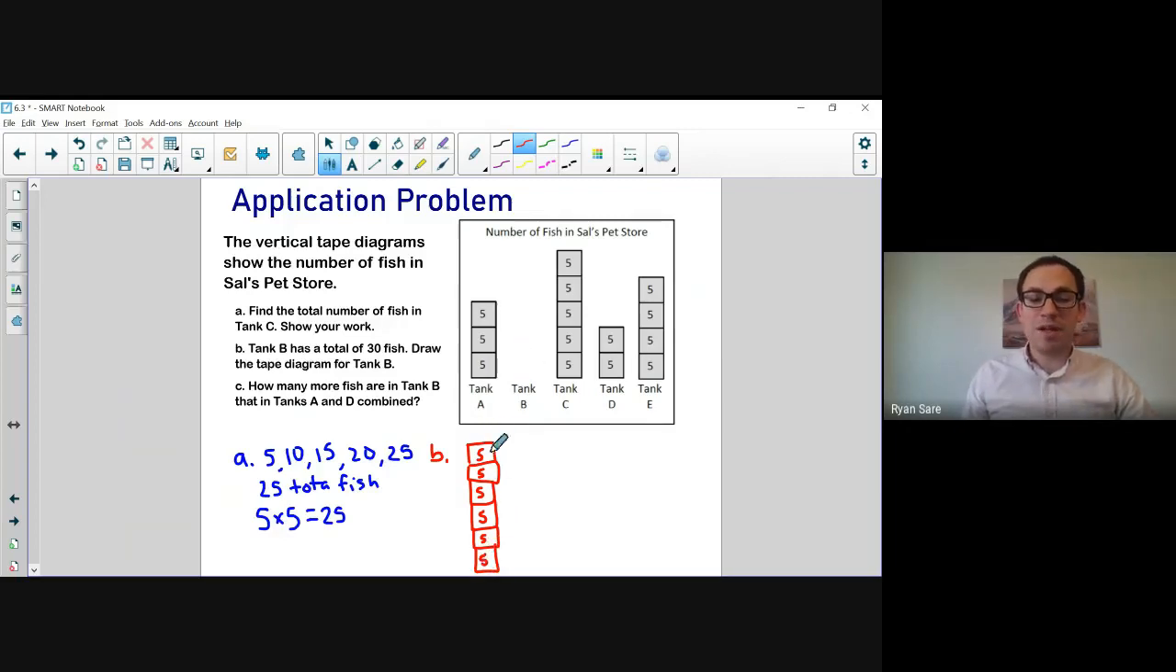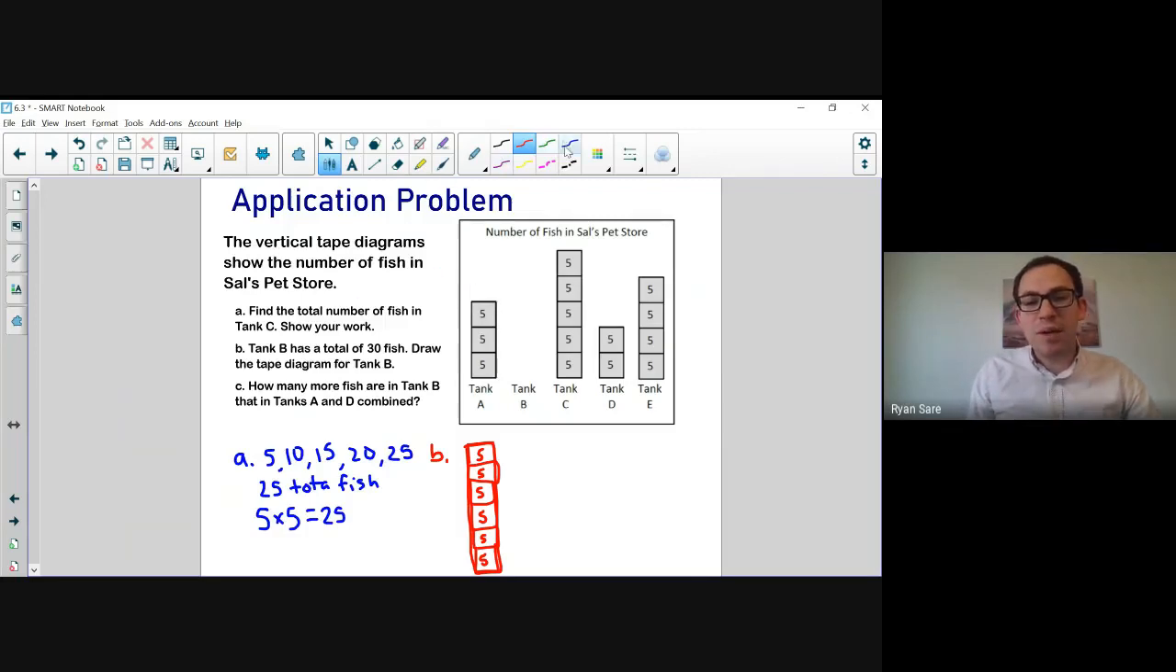So this is my vertical tape diagram. It got a little messy here. I can maybe go back and clean it up a little bit if I want to. Make it look like one big piece of tape. But there it is, a vertical tape diagram that has 30 with the increments of 5.